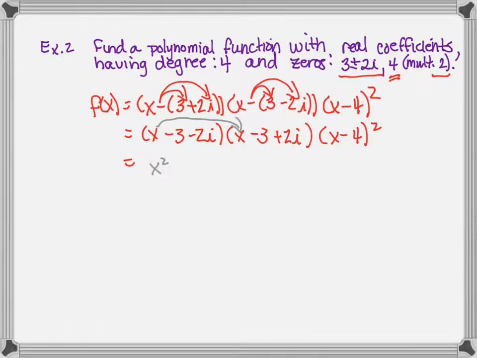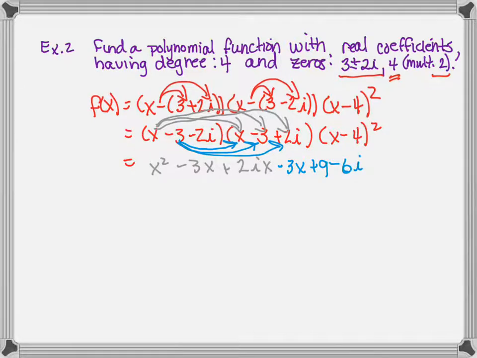X times x, I have x squared. X times -3 is -3x. X times 2i is 2ix. -3 times x is -3x. -3 times -3 is +9. -3 times 2i is -6i. -2i times x is -2ix. -2i times -3 is positive 6i. -2i times 2i is minus 4i squared.